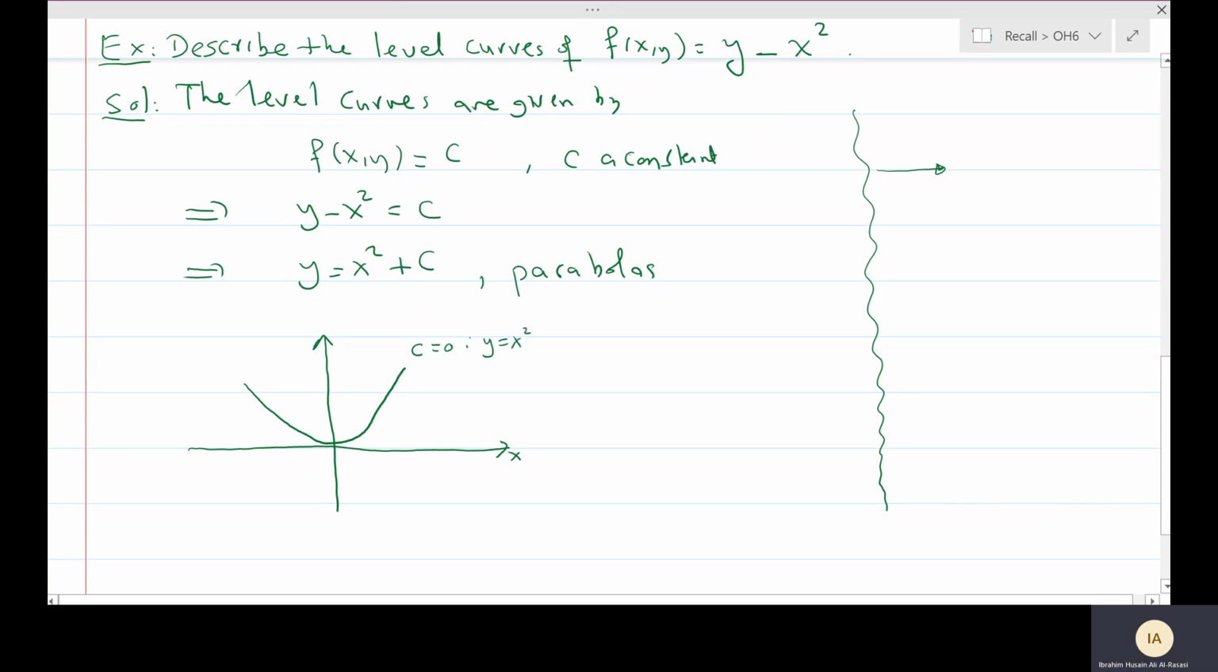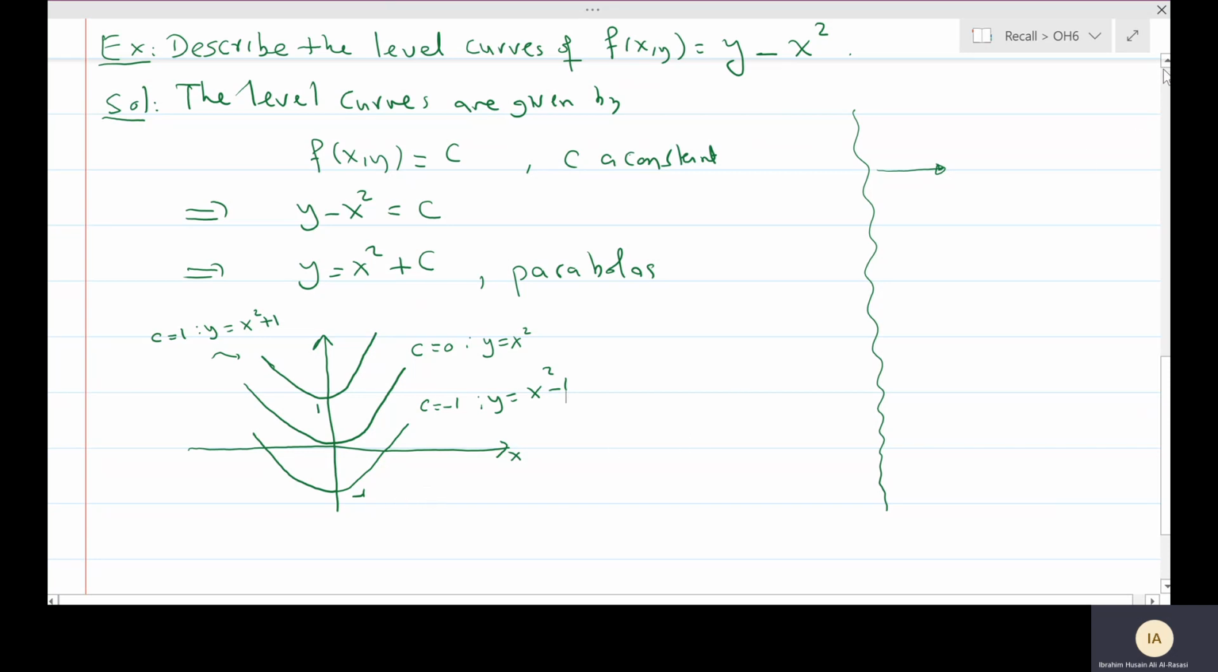If I take c equals 1, I get this parabola here, y equals x squared plus 1. If I take c equals minus 1, I get the second parabola here. That is c equals minus 1, and this is y equals x squared minus 1. So these are some level curves. They are curves in the domain of f.